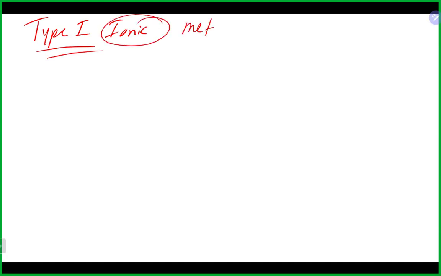Chapter 6, and we started talking about nomenclature. We got through a lot of nomenclature last time. We talked about type 1 ionic compounds. Remember, type 1 ionic compounds, or an ionic compound just in general, is always a metal and a non-metal together.